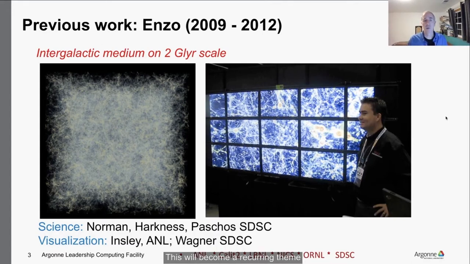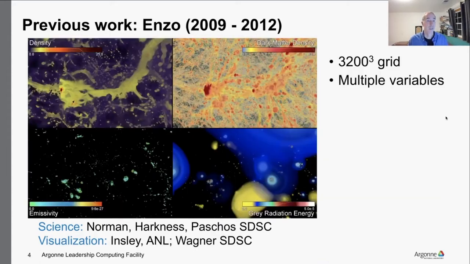This will become a recurring theme, but as the data scales up, having more real estate or pixels to show all of that data becomes increasingly important and useful, and hence the tile display. This, of course, requires sufficient bandwidth within the resource for doing the parallel distributed rendering, as well as over the wide area for delivering pixels. This again was all post hoc.